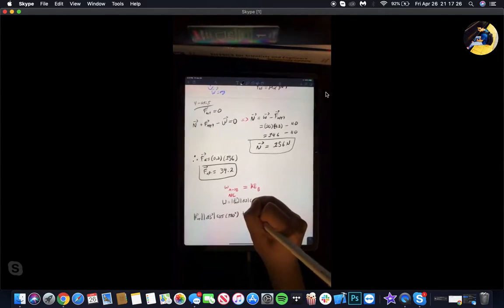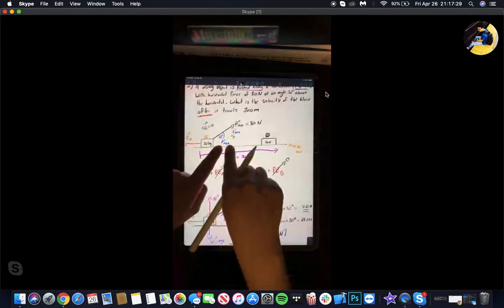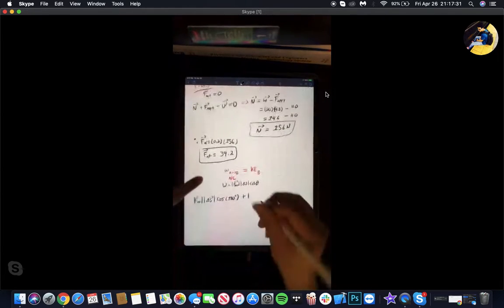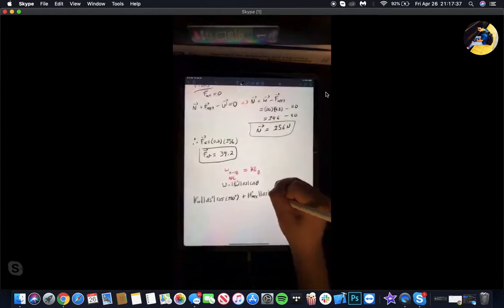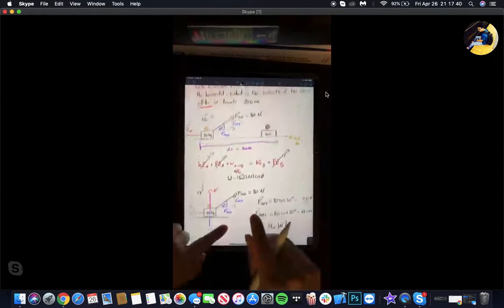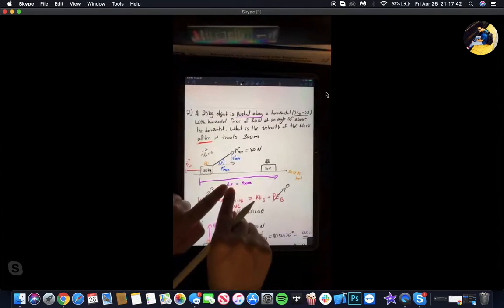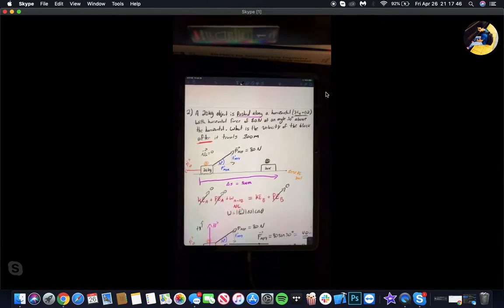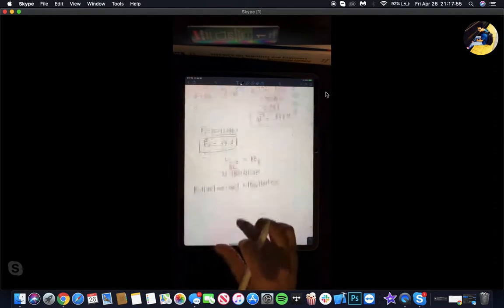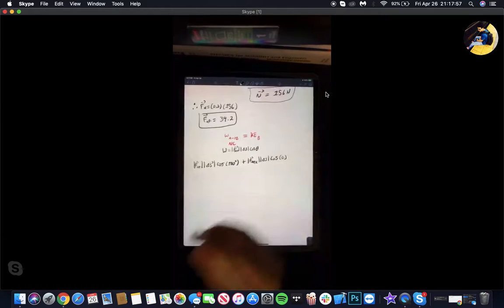Now what other do we have? We have the F applied x, right? So this will be F applied x times the same thing, the displacement, times cosine of what? What's the angle between the displacement and F applied x? They're at 0 degrees, remember? They're in the same direction.